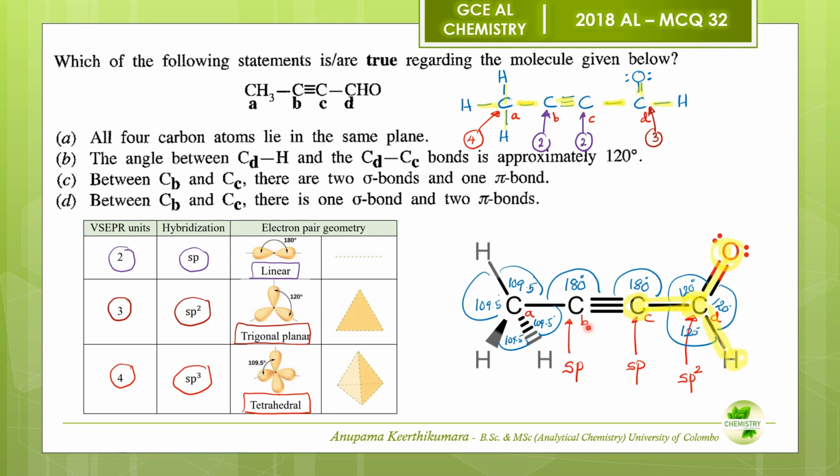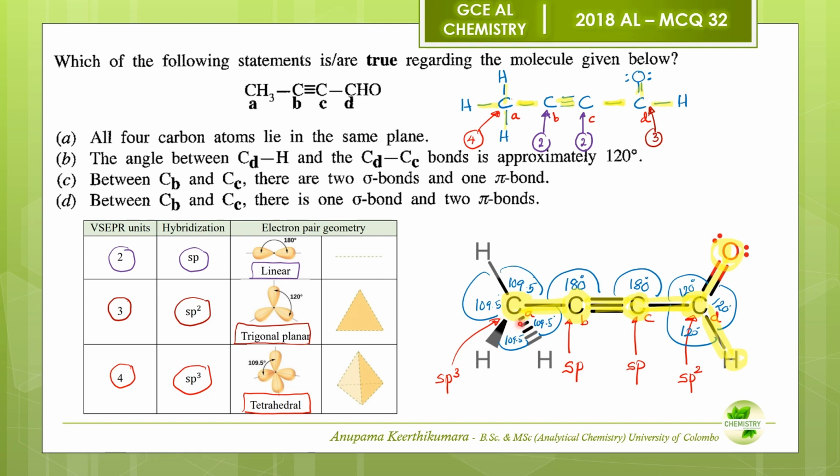Now we will focus on CB and CC. The hybridization of both carbon atoms is sp. The electron pair geometry is linear. The bond angle around each carbon atom is 180. Therefore, these 2 carbon atoms, CB and CC, and the 2 atoms connected to them are in a straight line as well as in the same plane. Therefore, CA, CB, CC, CD and the oxygen and hydrogen atoms lie in the same plane.